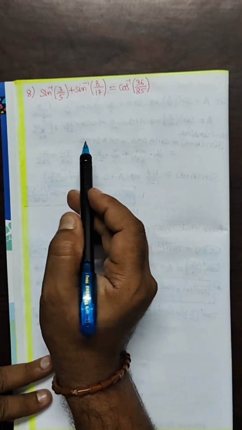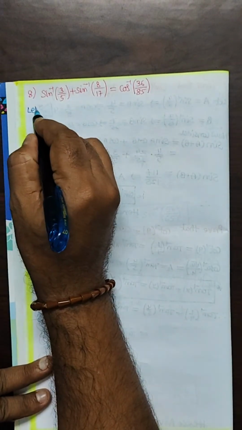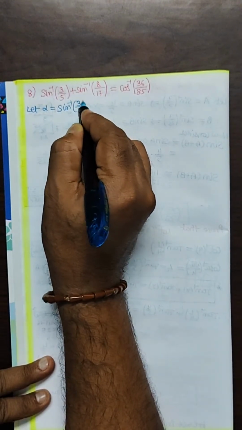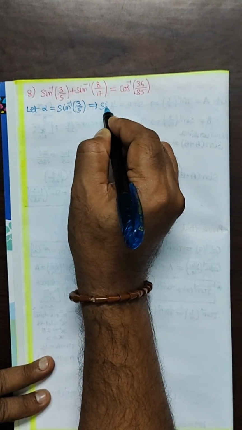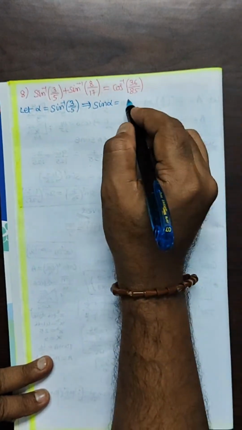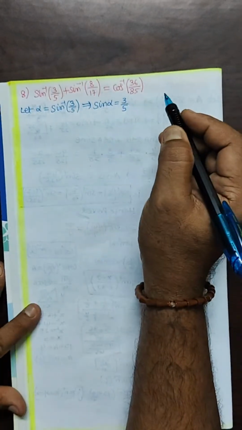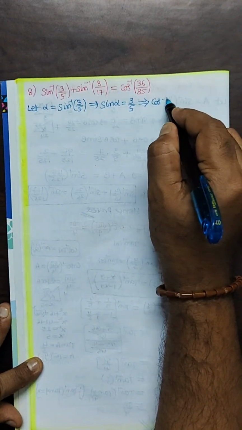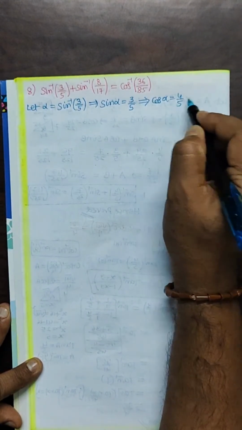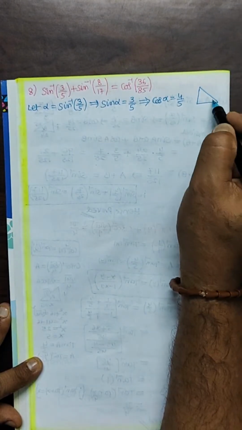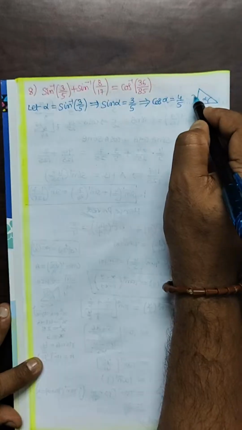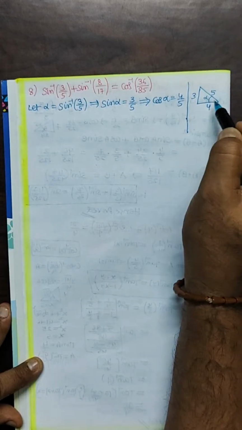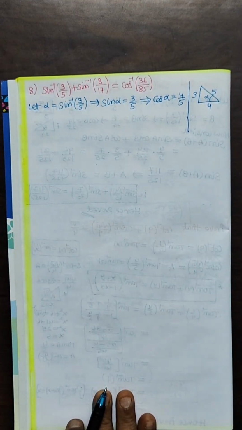So like the previous problems, let alpha equal to sine inverse of 3 by 5. That implies sine alpha equal to 3 by 5. That implies cos alpha equal to 4 by 5. See how can we write directly? Sine definition is opposite by hypotenuse, no? So by using Pythagorean triples, you will get the sides as 3, 4, 5.